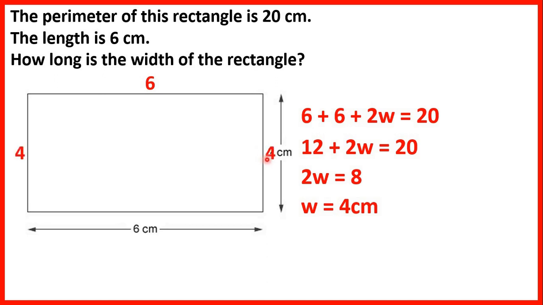So the widths of our rectangle must be 4 centimeters, because that way, to get the perimeter, we have 6 plus 4 plus 6 plus 4, and that comes to 20. So the width is 4 centimeters.